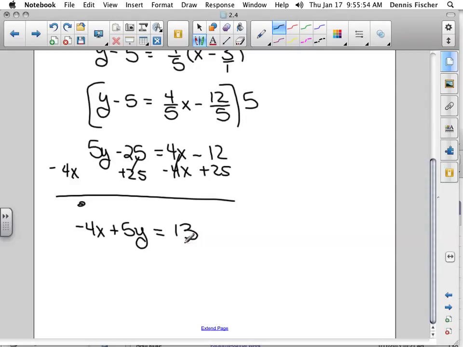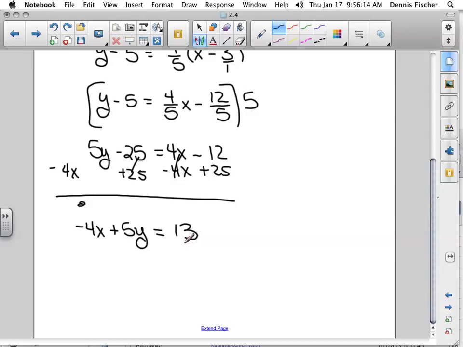Questions on that? I don't know if it's easier to multiply right away. Might be for some. If you only work with fractions, it doesn't matter. Either one works. But sometimes it works going through there. This is standard form again. X and y on one side, numbers on the other.